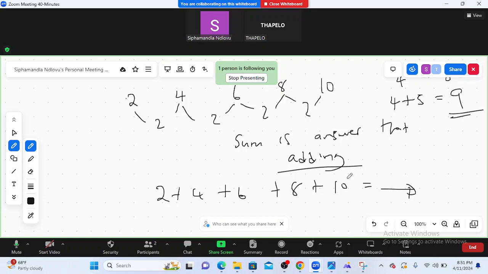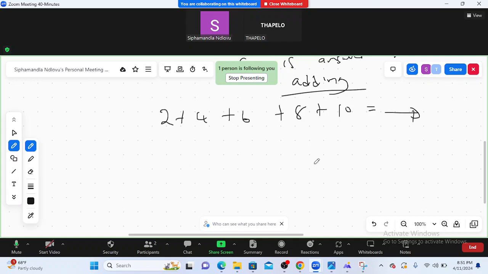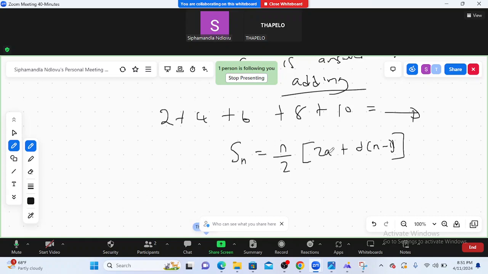But just as we have a general formula to save us time, we also have a formula to calculate the sum of the arithmetic number pattern. We have two formulas, by the way. The first one says the sum of n is equal to n over 2 into 2a plus d into n minus 1. So a still means the same thing: the first number in the arithmetic or linear pattern. d also means the same thing, the first difference. And n, I want you to note, n is the total number of terms in the pattern.